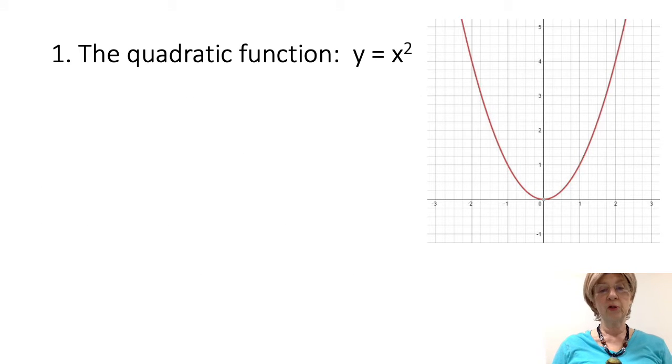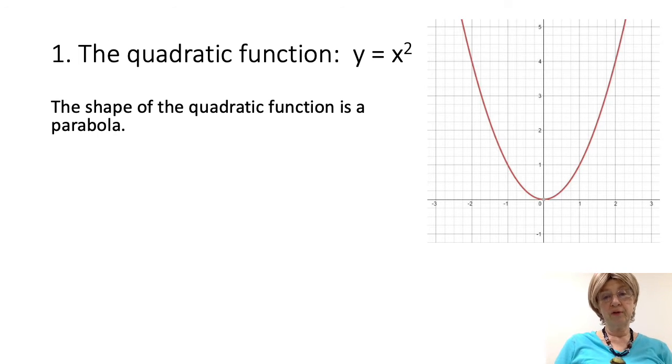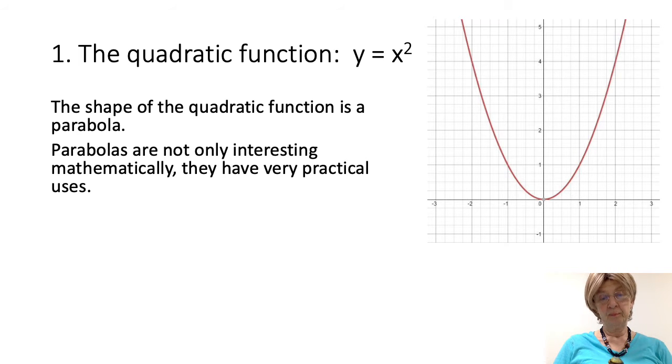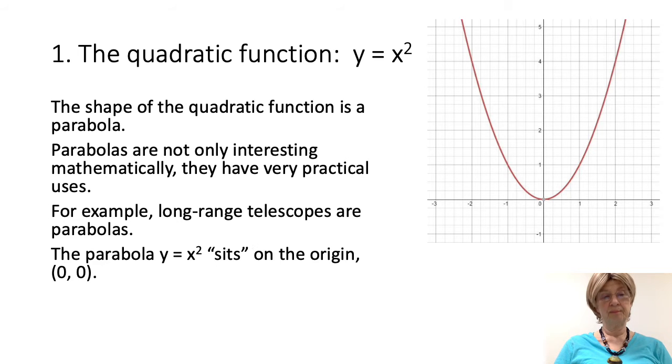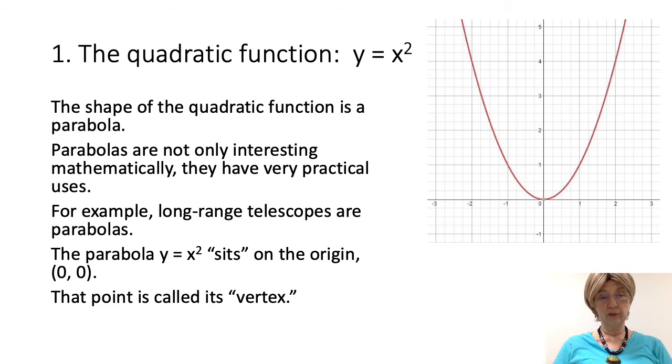Number one, the quadratic function y equals x squared. The shape of the quadratic function is a parabola. Parabolas are not only interesting mathematically, they have very practical uses. For example, long-range telescopes are parabolas. The parabola y equals x squared sits on the origin 0, 0. That point is called its vertex.